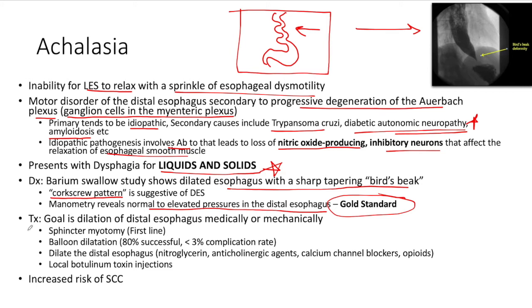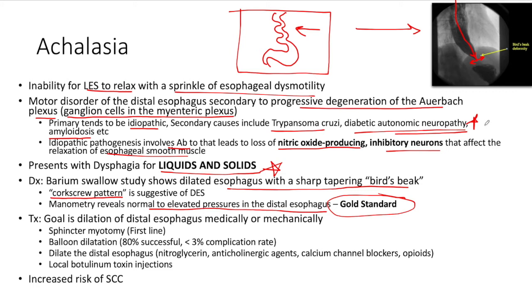However, if you have a patient that maybe doesn't want surgery, we also have the option of balloon dilation, where we slide a balloon down to the distal esophagus, and then once we get close to this obstruction, we dilate the balloon and cause a dilation of that distal esophagus. So this is actually pretty successful as well. 80% is not bad, right?